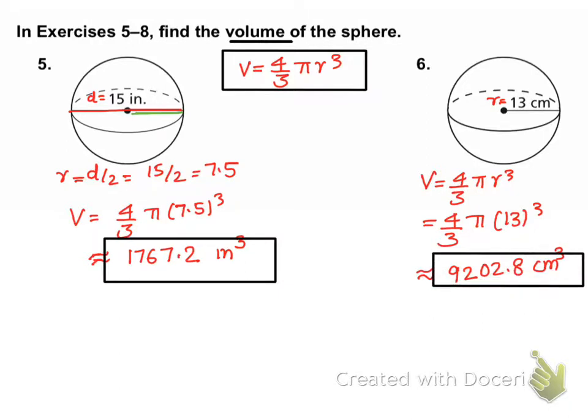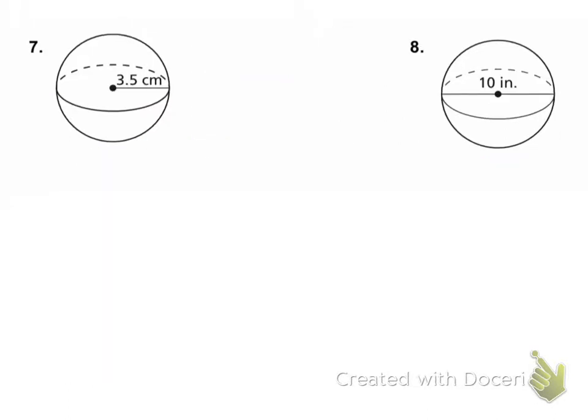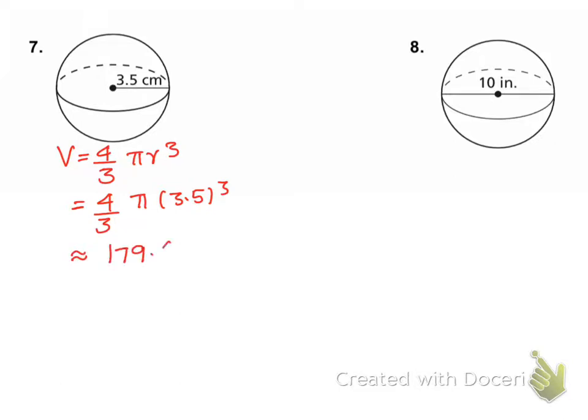Alright, let's move to question number 7. Question number 7, same thing. For 7 and 8, you have to find volume. So volume is again 4 over 3 pi r cubed, and r is 3.5 cubed. Plug it in. It's all about remembering the correct formula and then plugging it in. 179.6 centimeter cubed. That's your answer.